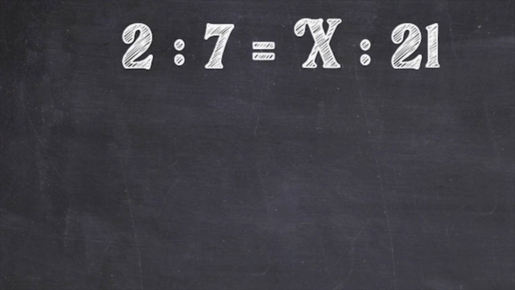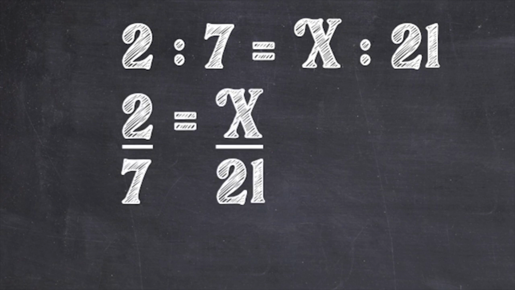For starters, consider the proportion 2 to 7 equals an unknown amount to 21. The unknown quantity is represented by the variable x. Let's solve for x. As a first step, write the proportion using fractions, like so. 2 over 7 equals x over 21.